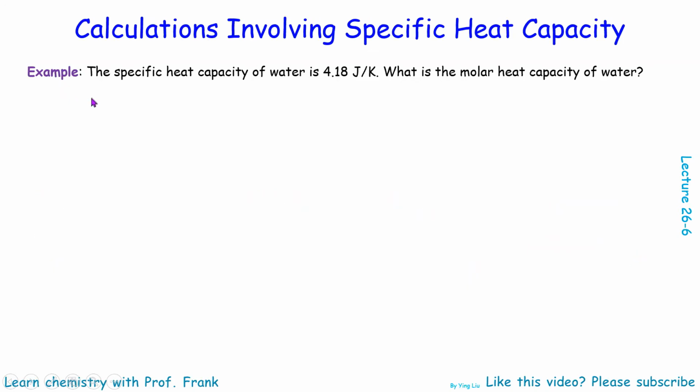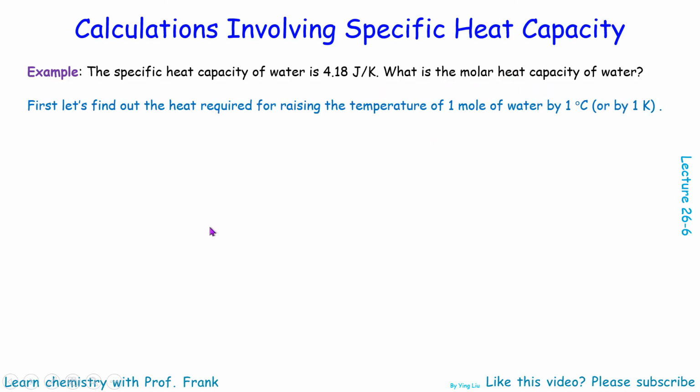Let's take a look at this example. The specific heat capacity of water is 4.18 joules per gram per Kelvin. What is the molar heat capacity of water? First, we need to find the heat required for raising the temperature of 1 mole of water by 1 degree Celsius. 1 mole of water, we convert that to grams using the molar mass, and we have 18.02 grams.